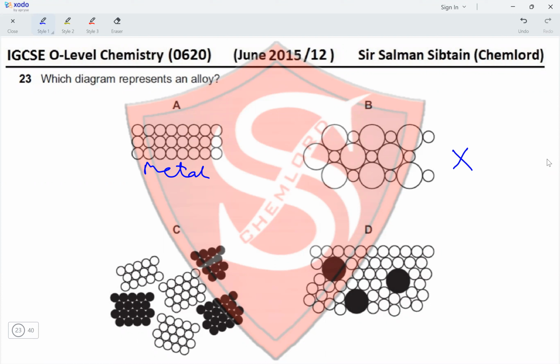C has two different atoms, but all joined together in separate groups. So this is not the structure of an alloy as well. D, however, is representative of an alloy because we've got lots of one metal and a small quantity of the other in a different atomic size. So this is the correct representation of an alloy, making option D the correct option for this question.